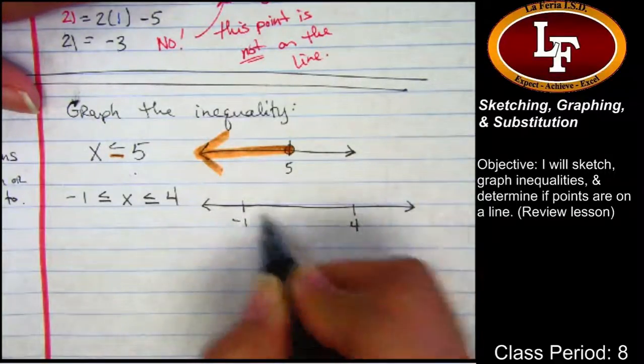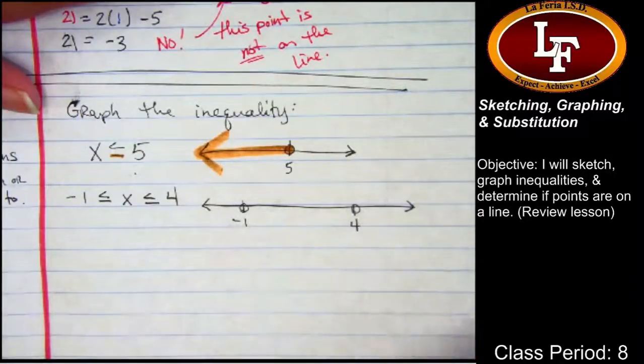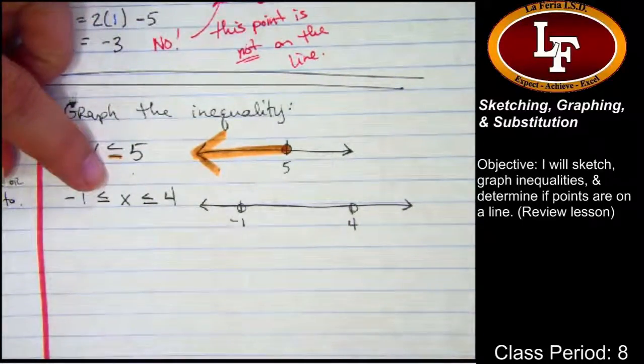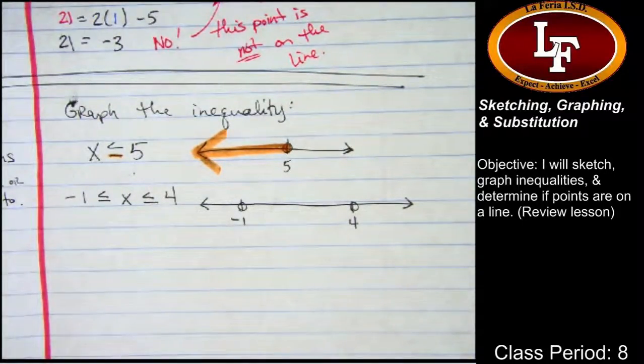So I'm going to start with my street signs, my -1 and my 4, and I'm going to circle them. And then I'm going to ask myself, do I color in the circle at -1? Yes or no?